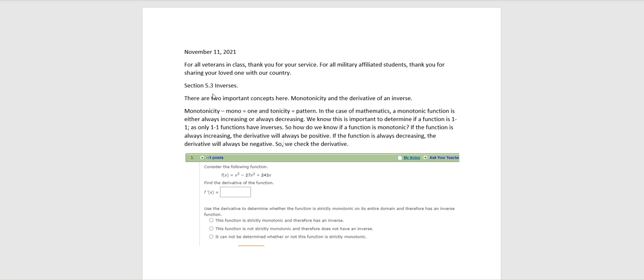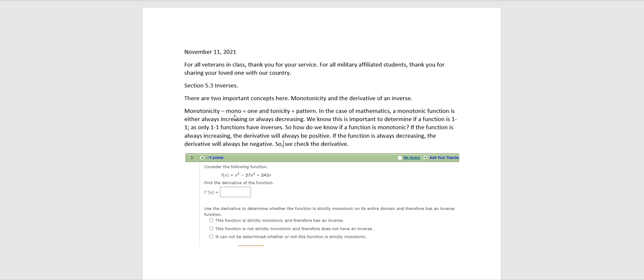Here we go. Section 5.3 is what we should have talked about on Wednesday. And in 5.3, there are two important concepts here. I mean, there's inverses, but you did inverses in pre-cal, right? We've done inverses in college algebra, intermediate algebra. If you need to review that, go ahead and review it, but I'm not going to cover it in calculus.